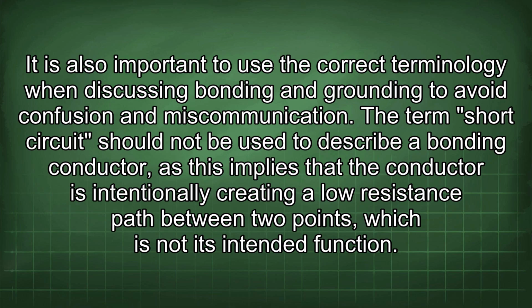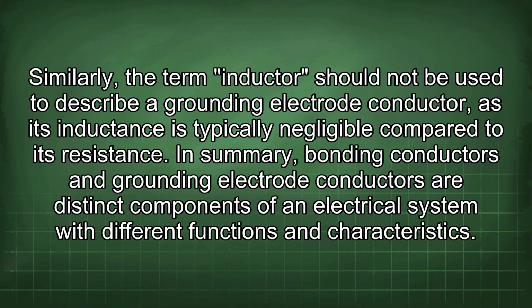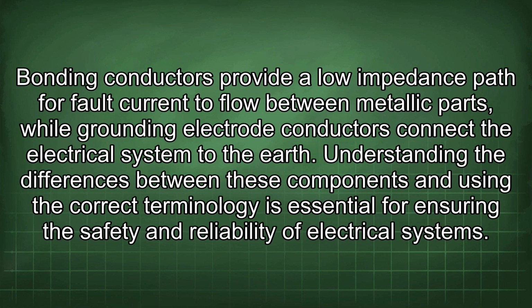The term short circuit should not be used to describe a bonding conductor, as this implies that the conductor is intentionally creating a low resistance path between 2 points, which is not its intended function. Similarly, the term inductor should not be used to describe a grounding electrode conductor, as its inductance is typically negligible compared to its resistance. In summary, bonding conductors and grounding electrode conductors are distinct components of an electrical system with different functions and characteristics. Bonding conductors provide a low impedance path for fault current to flow between metallic parts, while grounding electrode conductors connect the electrical system to the earth.